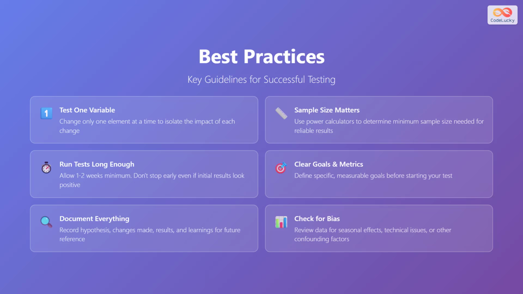Sixth, check for bias by reviewing your data for seasonal effects, technical problems, or other confounding factors that might skew your results. Following these practices significantly increases the reliability and usefulness of your test results.